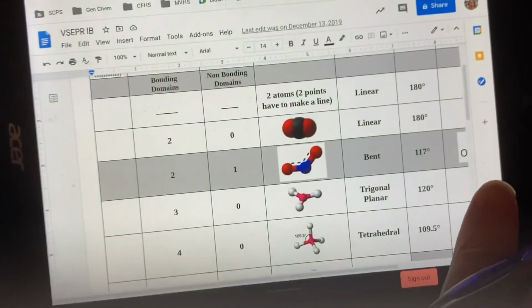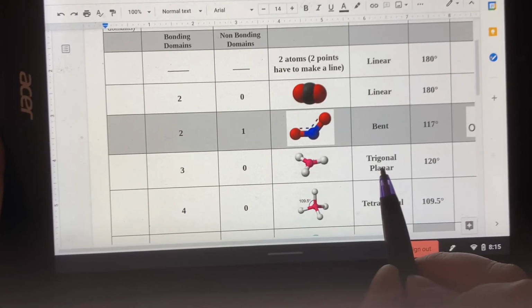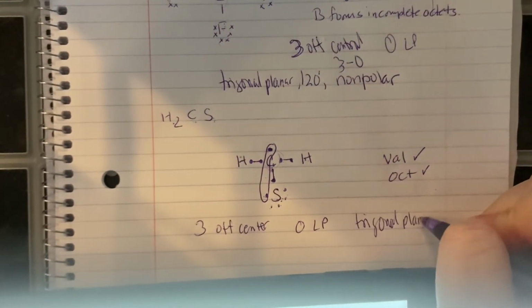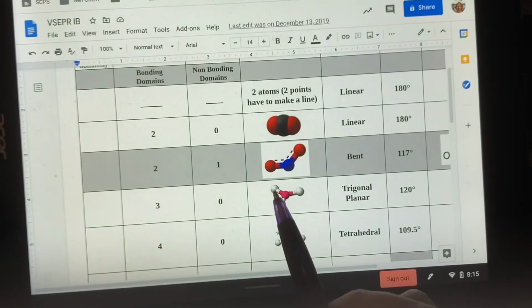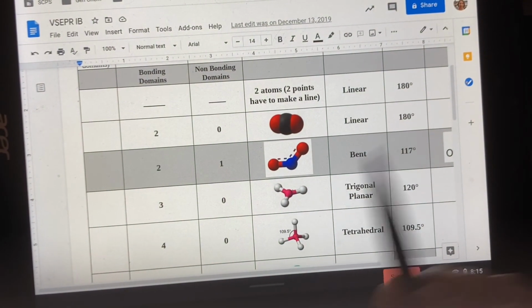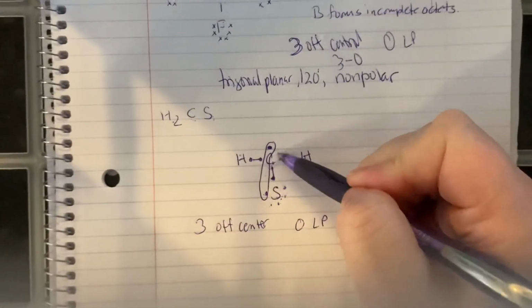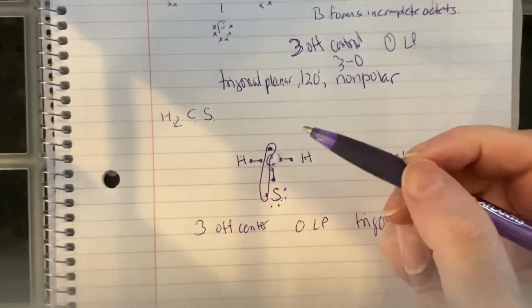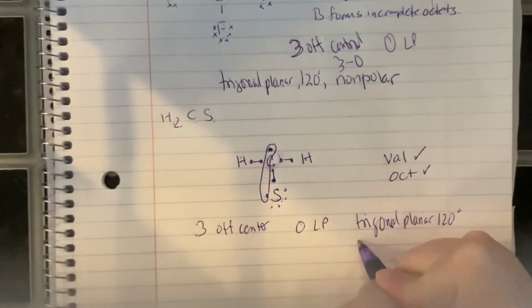Okay, so now when I look here, a 3, 0 is going to look like that, trigonal planar at 120 degrees. And if you notice, that shape is symmetric. Okay, so he's symmetric. Now I have to check the other things. Any lone pairs around carbon? Nope. Symmetric? Yep. What was my other thing I had to check? Oh, different atoms. I do have different atoms, which means this guy is polar.